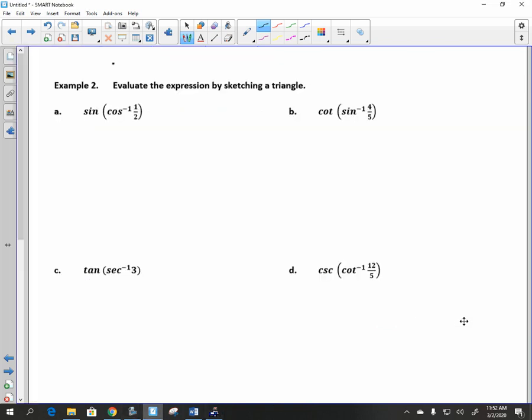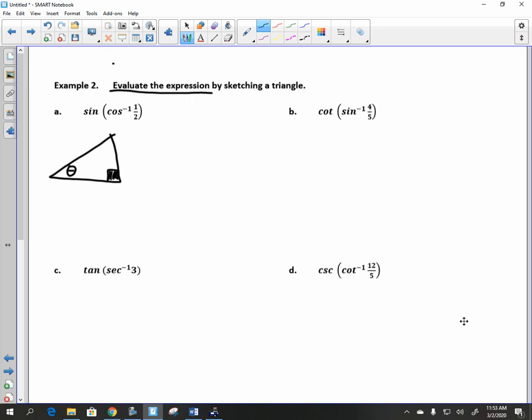Okay, so here's the last kind of problem that you have. We want to be able to evaluate these expressions by sketching a triangle. Sine of cosine inverse of 1/2. First, I'm going to consider cosine. This means that the cosine of an angle is equal to 1/2.